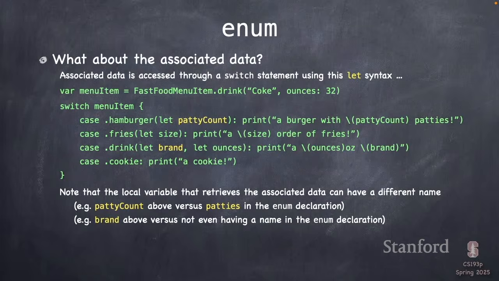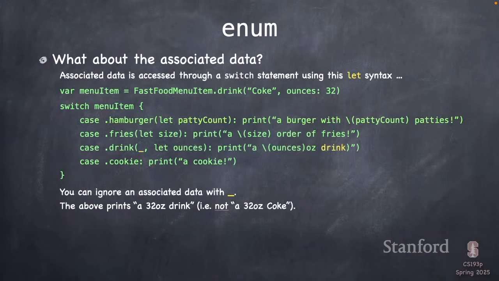Yeah? Great question. The question is, for drink right there, do I have to have let brand, let ounces for all of the associated? What if it has 5 associated datas and I'm really only looking for the third one? Well, the next slide says we can use underbar. Remember, underbar means ignore this, just like it does in a func. Same thing here. Underbar there means I don't care what the brand is there.